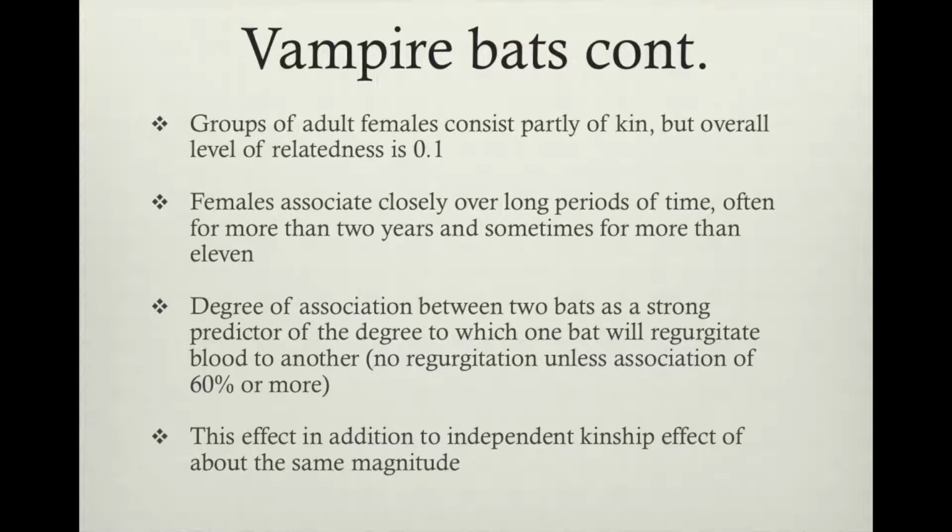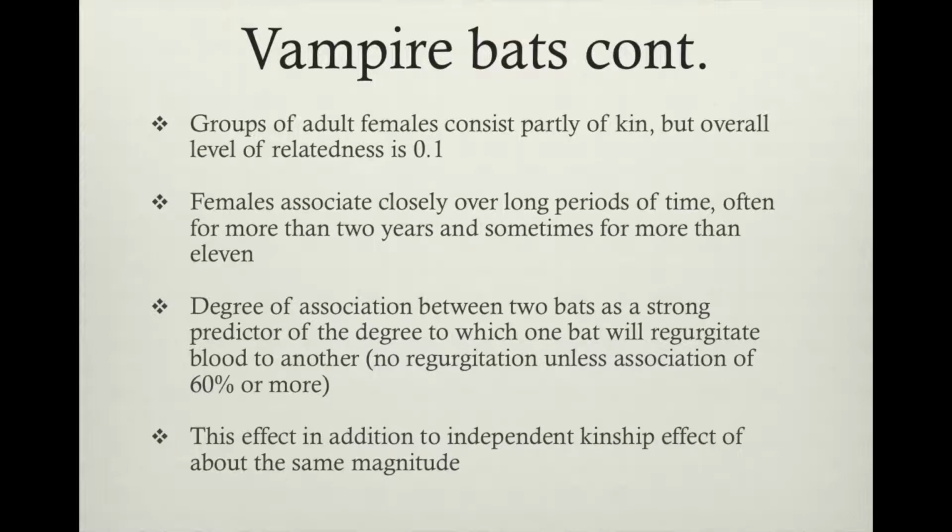The sharing between these mothers and offspring, or grandmothers and offspring, or older siblings and offspring, is one of the ways in which these juveniles stay alive. So we have this independent effect of kinship. We then also have an equally strong degree or likelihood of sharing among bats that associate with each other for a very long period of time.